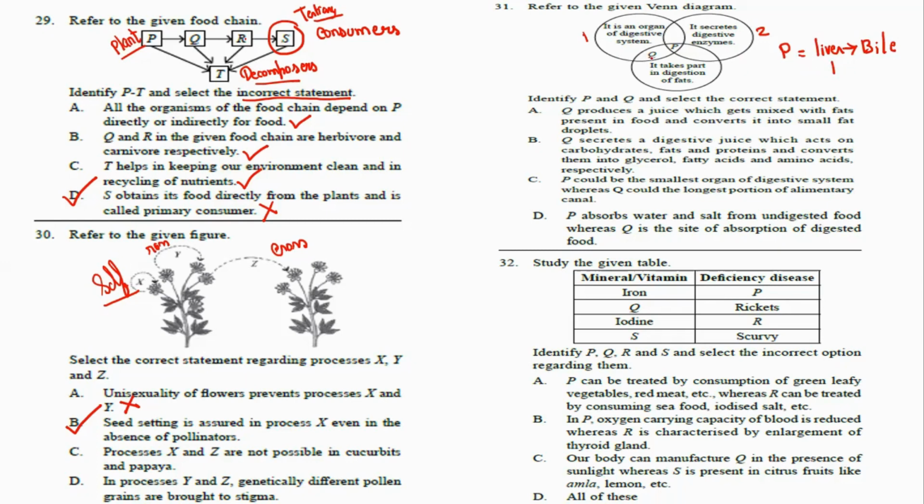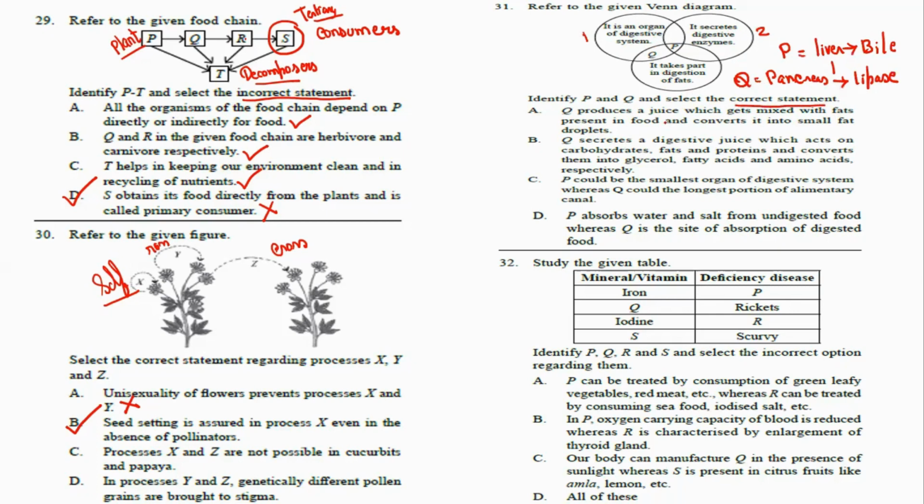Q is an organ of the digestive system that takes part in the digestion of fat. So Q can be the pancreas, and it produces lipase, correct? Lipase is the enzyme that digests fat into fatty acids. So P can be liver and Q can be pancreas. So we have to find out the correct statement here.